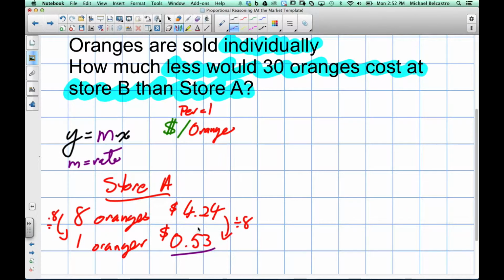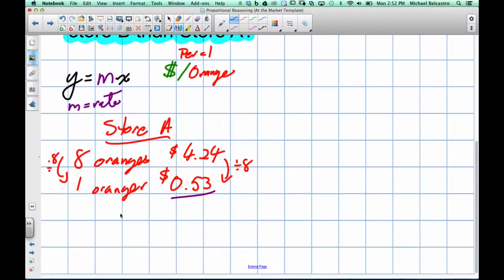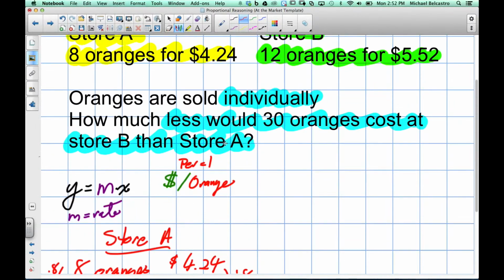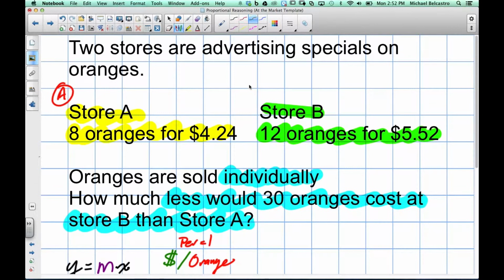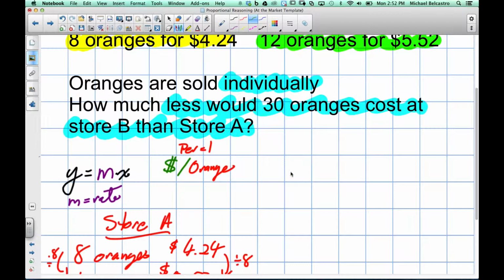So let's build this equation before we even start on store B. So y is equal to 0.53x in this case, okay? So that's for store A. Great, we've built our first one. We'll do the same process for our store B, which we'll do in green. Again, same type of relationship. We know we're going to be building a y equals m times x. The reason being is because if I don't buy any oranges, I don't pay any money.